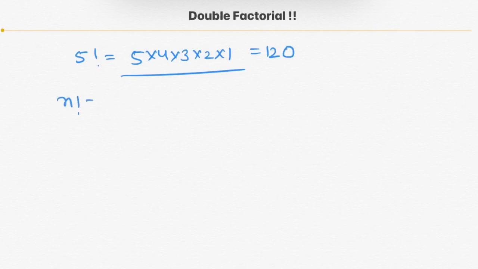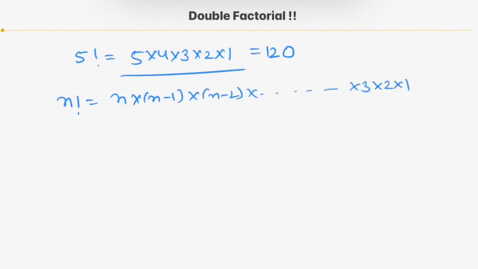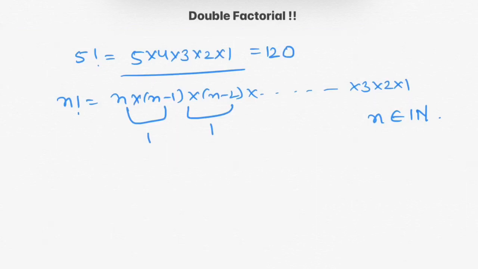That means the formula for factorial n is: factorial n equals n into n minus 1 into n minus 2 into and so on, 3 into 2 into 1, and here n is some natural number. That means in simple factorial the difference of every adjacent term is 1. But in double factorial what happens? In double factorial the difference of every adjacent term is 2. Let me explain it to you with an example.